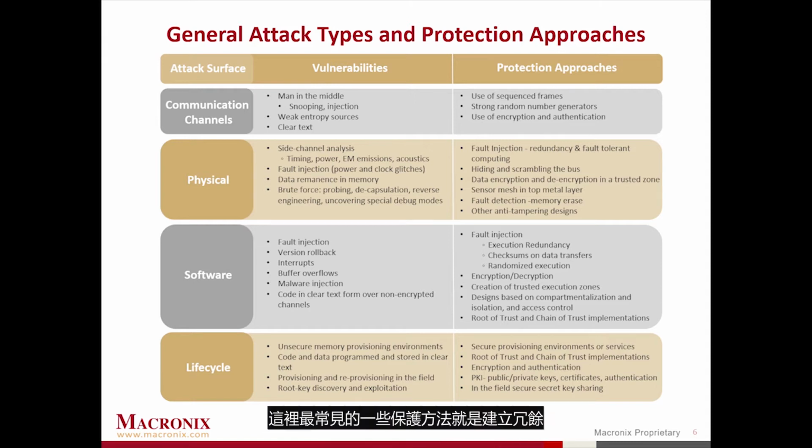And so some of the more common protection approaches here lie around creating redundancy or checksums, and then doing randomization to try to confuse the hacker, and then the use of encryption, decryption, or the creation of trusted execution zones. Basically trying to create layers of protection, like compartmentalization, isolation, and really controlling access to the device. And then, of course, root of trust and chain of trust implementations that are pretty well known.